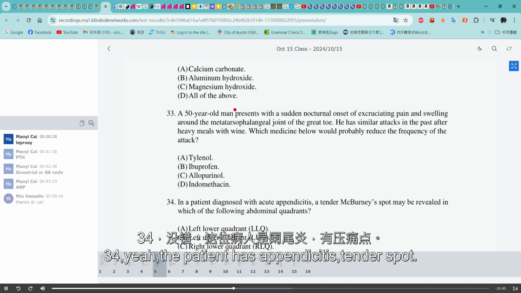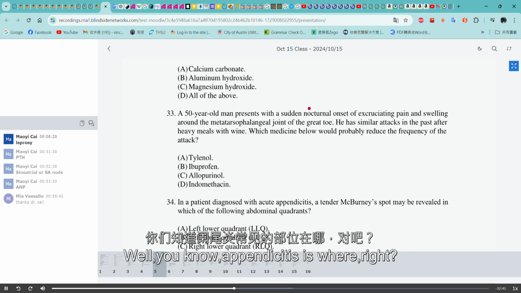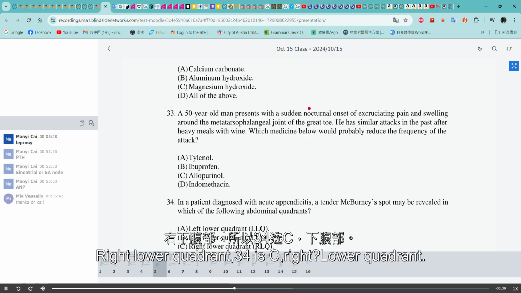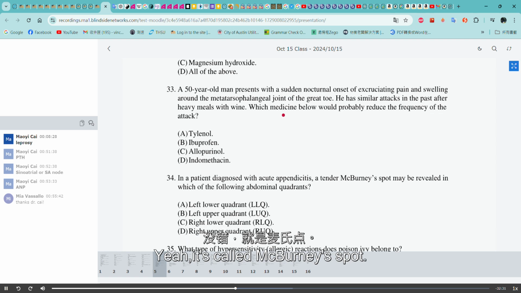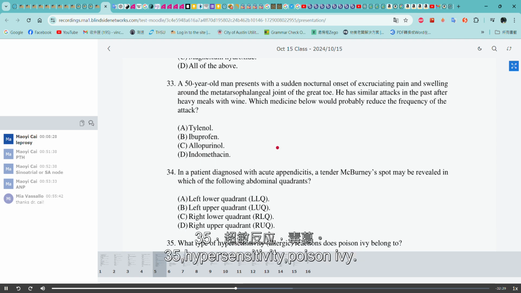34, the patient has appendicitis. Tender spot. Well, appendicitis is where, right? Right lower quadrant. 34 is C. Right lower quadrant. So we know that, right? It's called the McBurney spot.